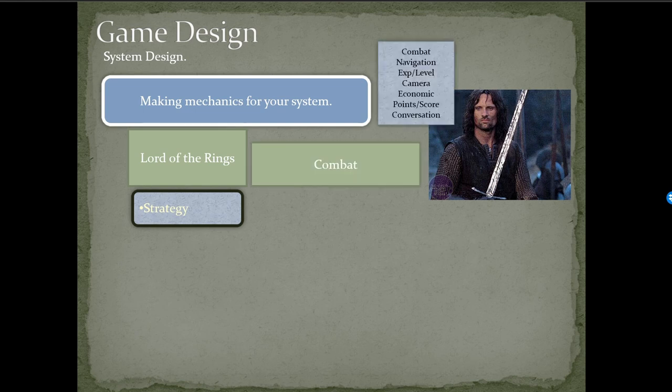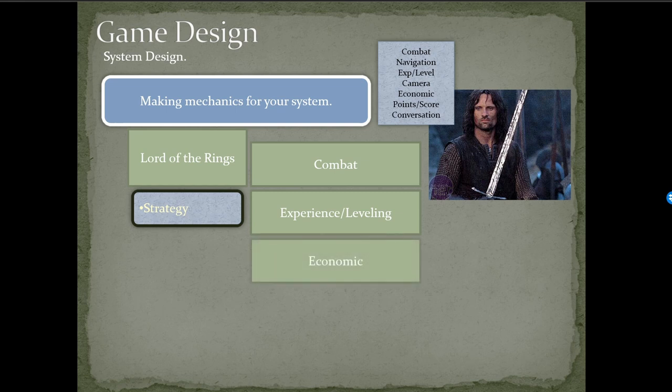You would definitely have a combat system, potentially an experience and leveling system for your individual characters, or at least for your army as a whole. There'd be some sort of economy so you can upgrade your weapons and armors and things like that, and some sort of point scoring system to determine winners in combat. But overall, we're going to focus on the combat system of this strategy genre Lord of the Rings game.